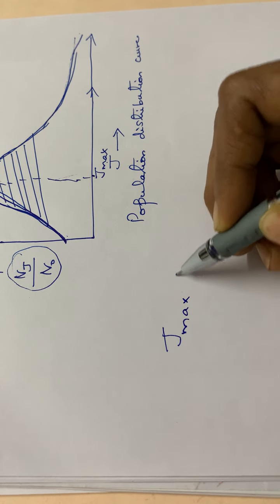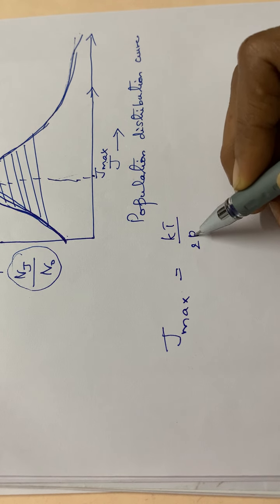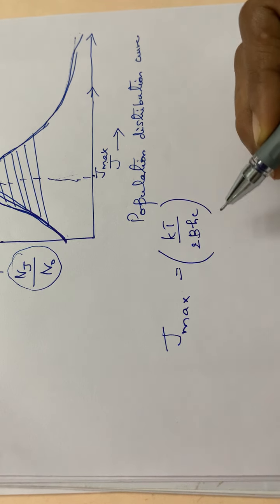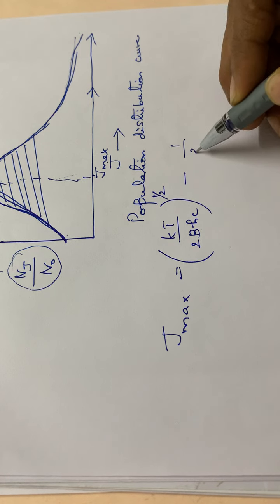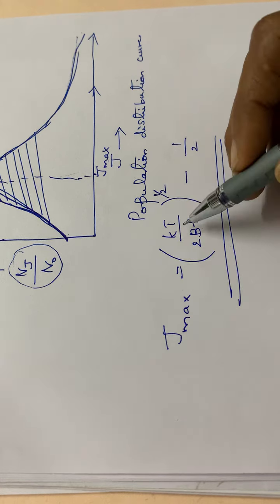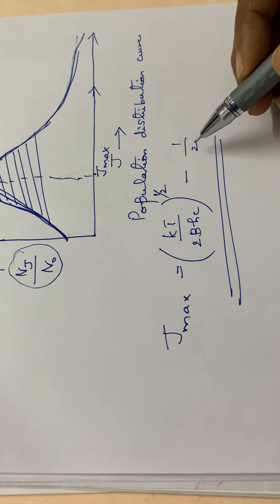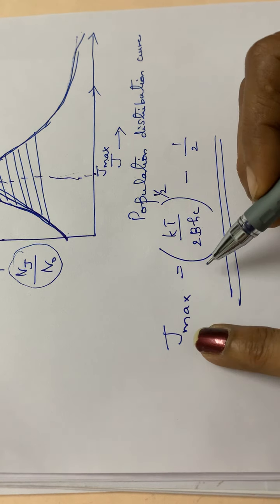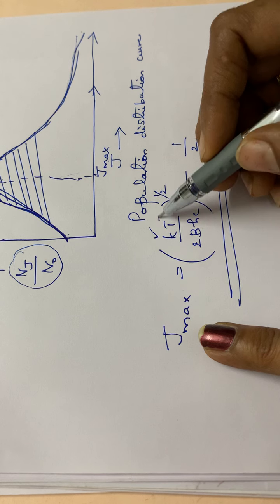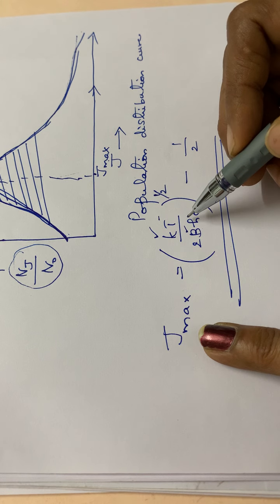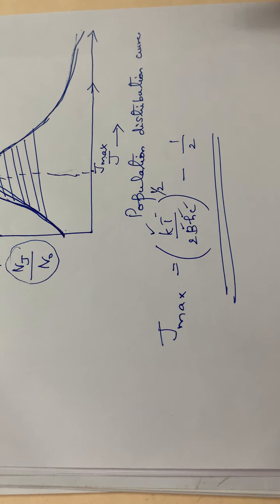And also there is a formula for calculating this J max. J max is equal to (kT divided by 2Bhc) the whole raised to half, minus 1 by 2. This is the formula for calculating J maximum, where k is the Boltzmann constant, T is the temperature, B is the rotational constant, h is the Planck's constant, and c is the velocity of light.